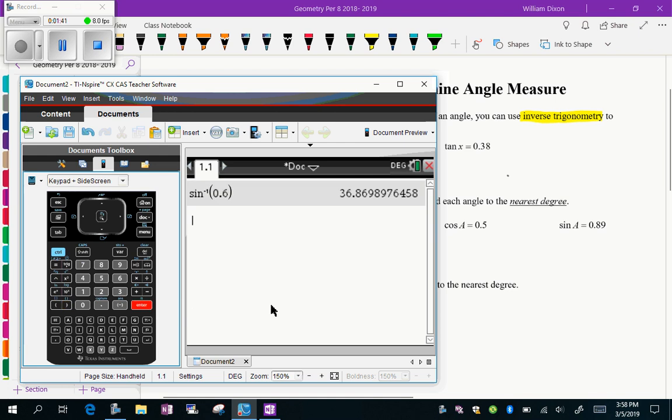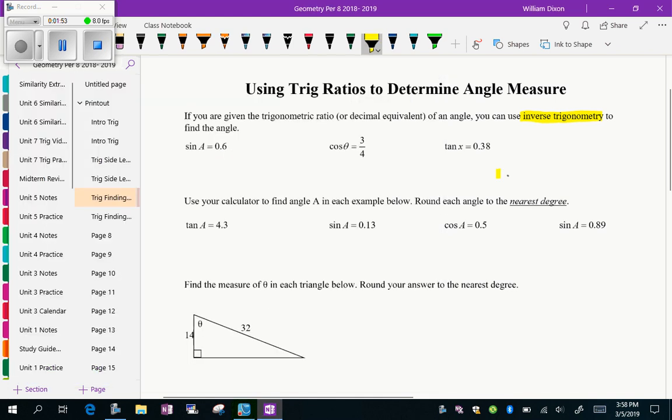That's given us the angle. Our angle here is 36.8. If we think about that as an angle, we want to give a whole number, so we're going to give an approximation. Our answer here would be approximately 37 degrees.